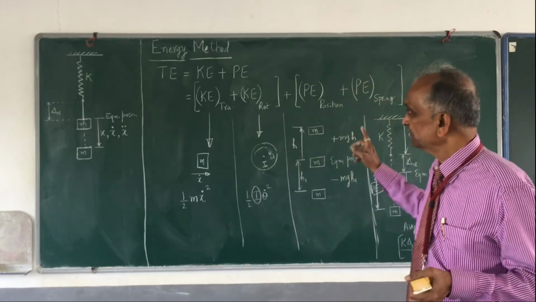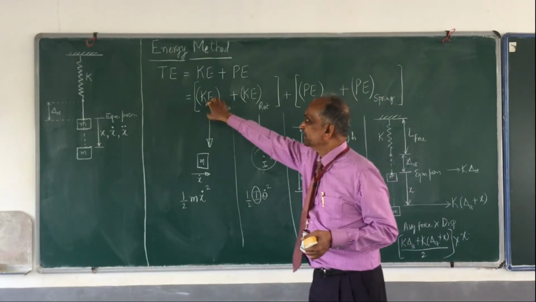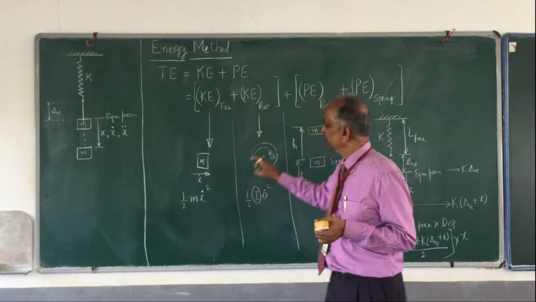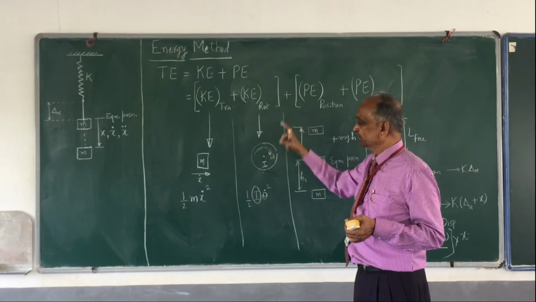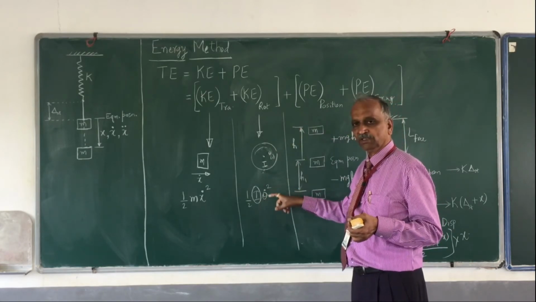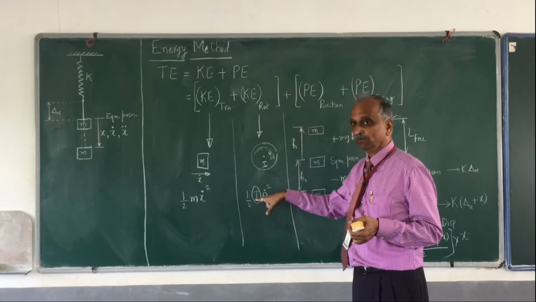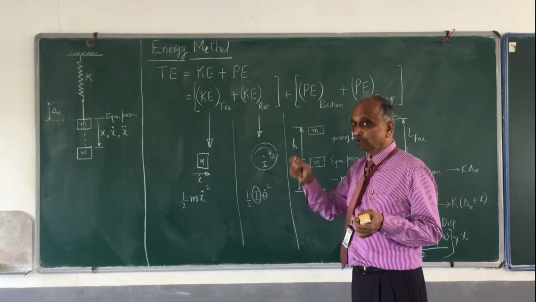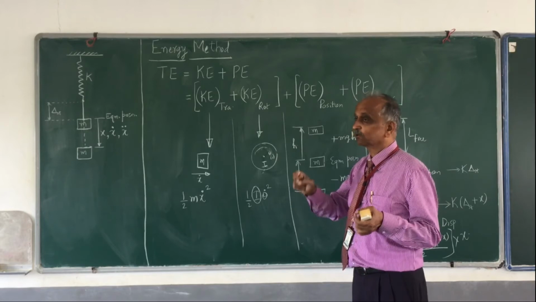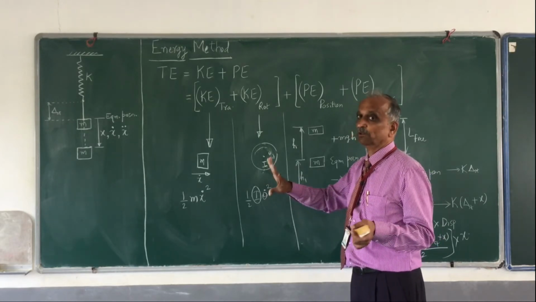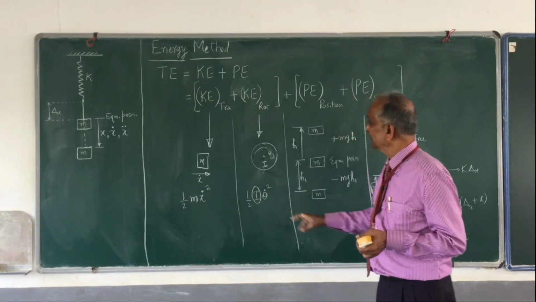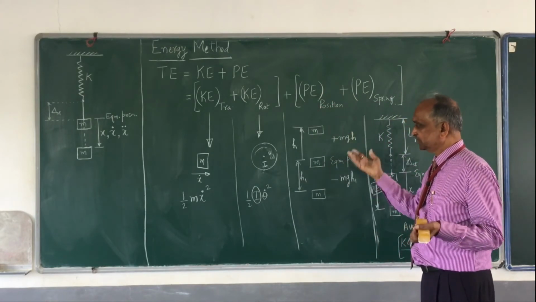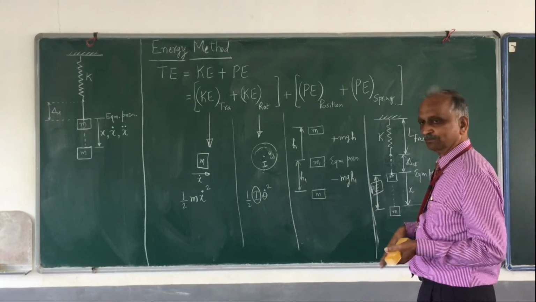I hope you have understood. Please note each term. Kinetic energy of translation along a straight line is half m x dot squared. Kinetic energy because of rotation is half I theta dot squared, where I is the moment of inertia of the rotating body about the axis about which the rotation is taking place. Then the potential energy change due to position is plus mgh or minus mgh.